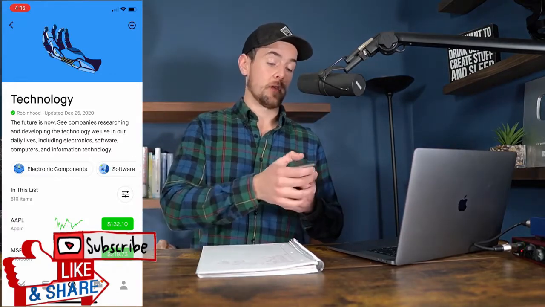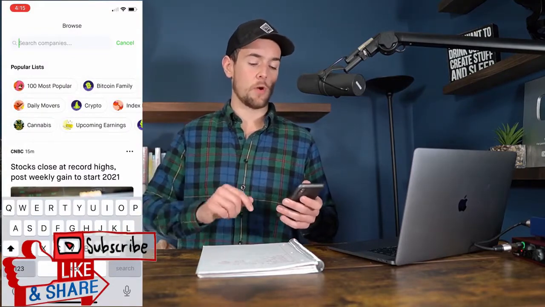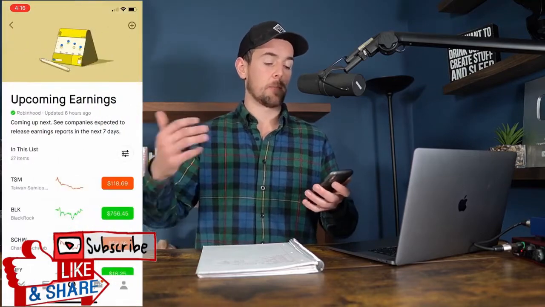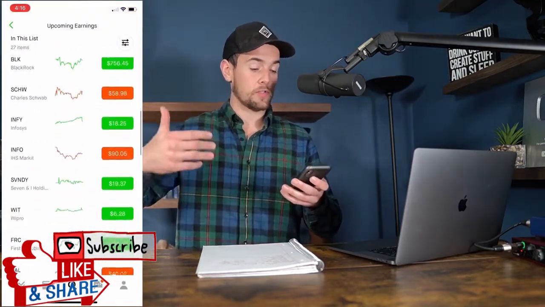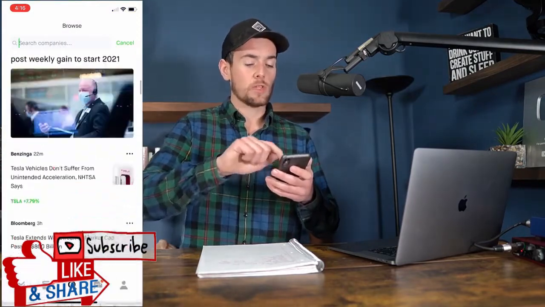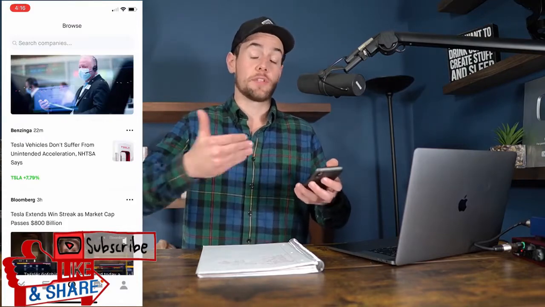So through this list functionality here, you're able to see a number of different technology stocks currently available on Robinhood. There's also a lot of different lists here. You have cannabis stocks, daily movers, crypto, 100 most popular. You can look at upcoming earnings if you're looking to place a bet on a stock that's going to be reporting earnings soon. All kinds of different stuff you can do with these lists. If you scroll down further, they have a good news feed, which is going to show you relevant news related to the stock market.